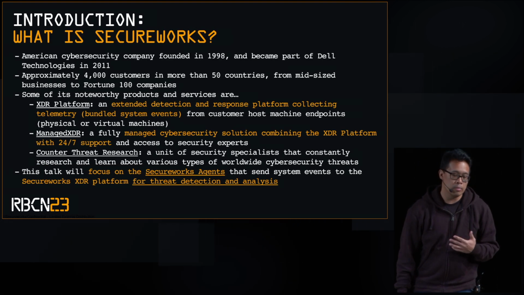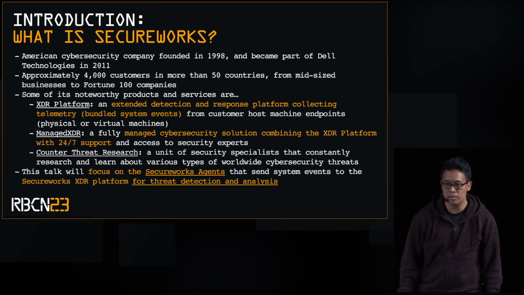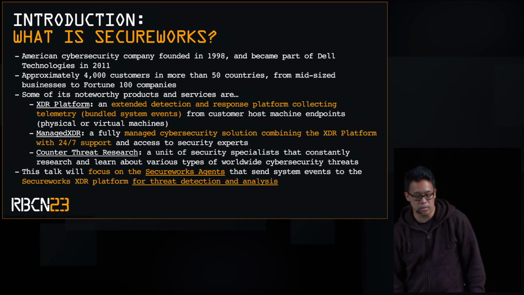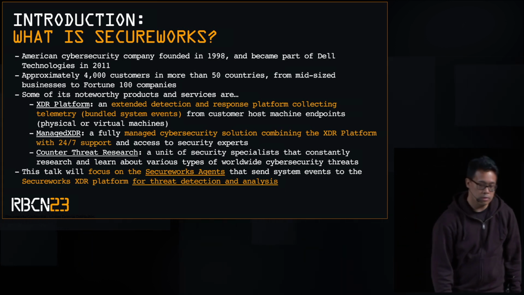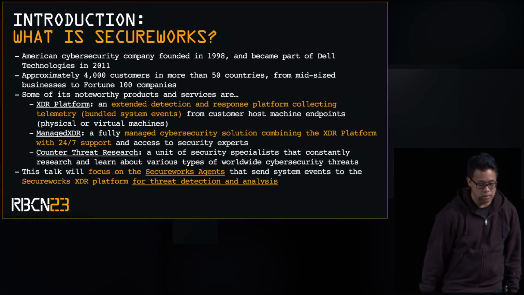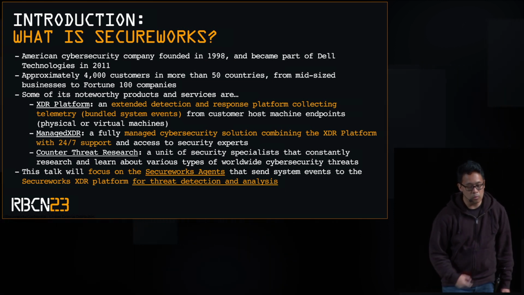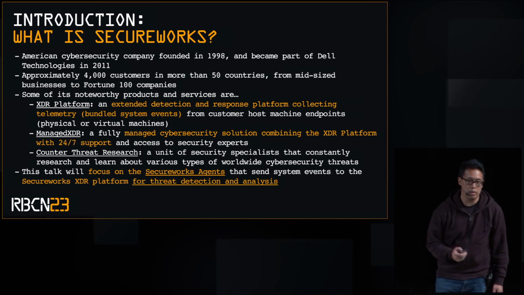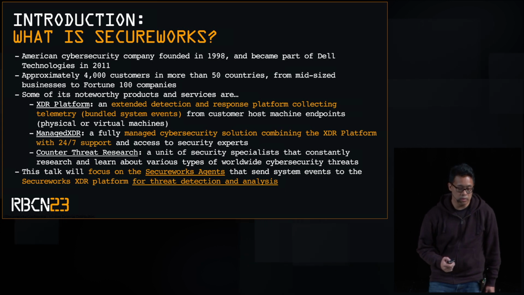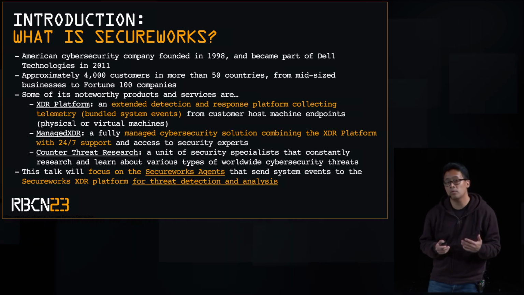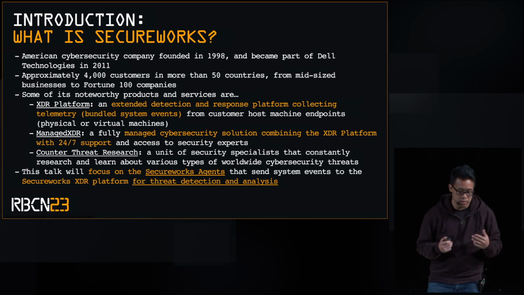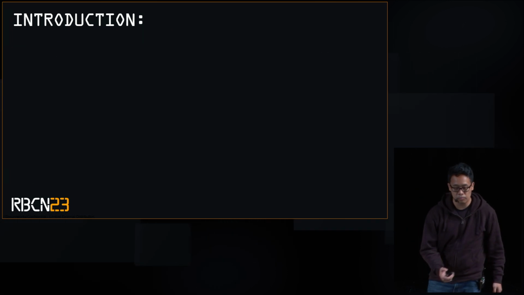Secureworks is an American cybersecurity company founded in 1998, became part of Dell Technologies in 2011, with approximately 4,000 customers in more than 50 countries. Some of those are mid-sized and Fortune 100 companies. Some of our noteworthy products and services are the XDR platform, managed XDR, and counter-threat research. This talk will focus on the Secureworks agents themselves, the actual part that does the threat detection and analysis.